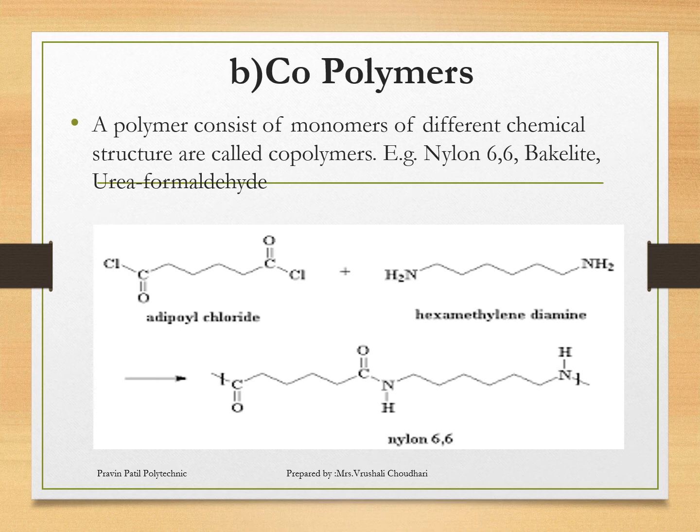What is the meaning of that? Urea formaldehyde is made up of one unit of urea and another unit of formaldehyde. So different monomer units join to form a long chain. It's called a copolymer. Here we can see adipoyl chloride and hexamethylene diamine. These are two different monomers combined to form nylon 66. So two different monomers, it is called a copolymer. A single monomer, it's called a homopolymer.